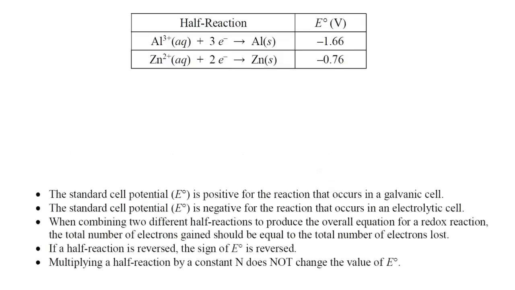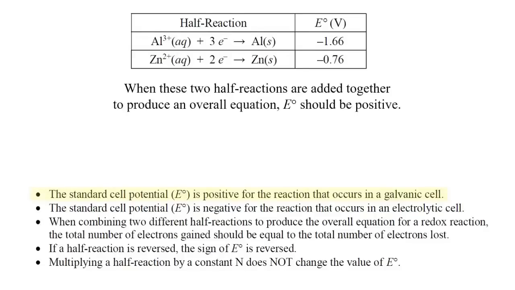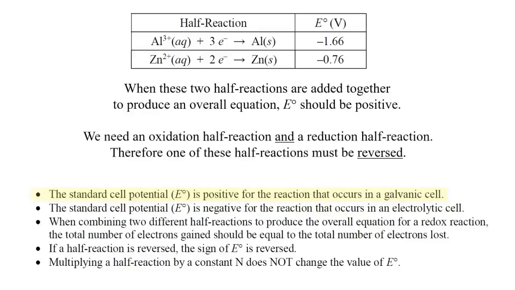So let's take a look at the 2 half reactions that we are given in this table. We know that we have a galvanic cell, and therefore the standard cell potential should be positive for the reaction that occurs in a galvanic cell. So when the half reactions are added together to produce an overall equation, the sign of the cell potential should be positive. We are also given 2 reduction half reactions, but we need an oxidation half reaction and a reduction half reaction. So one of these half reactions in the table must be reversed.